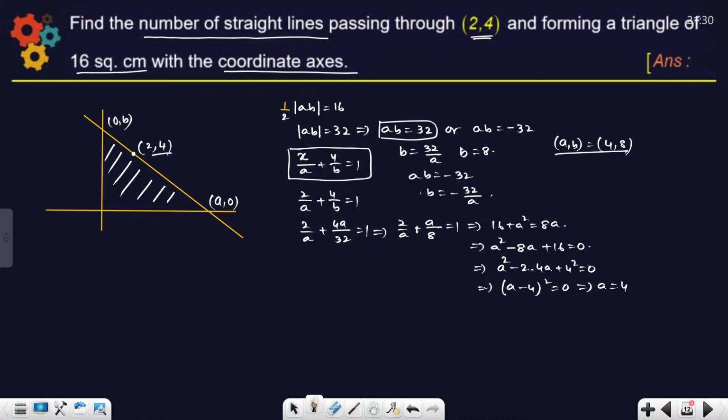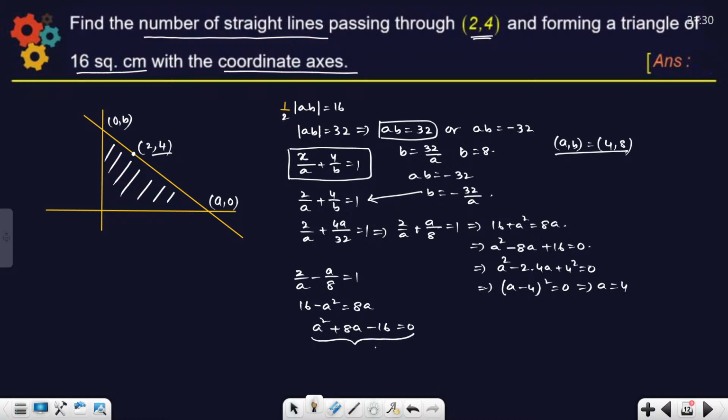So let me replace this in this equation. So what are you getting? Same thing we will get, only a minus sign in between, right? So the equation will be 16 minus A square is 8A. That gives us A square plus 8A minus 16 equals to 0. Now don't try to solve this. It will be a wastage of time.